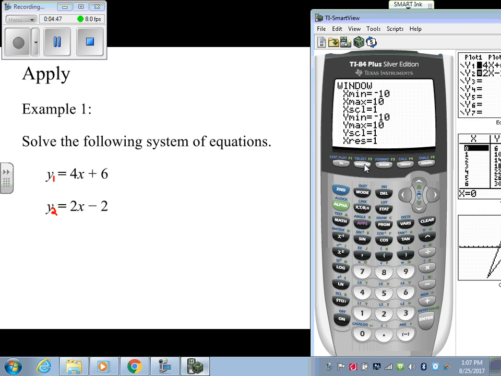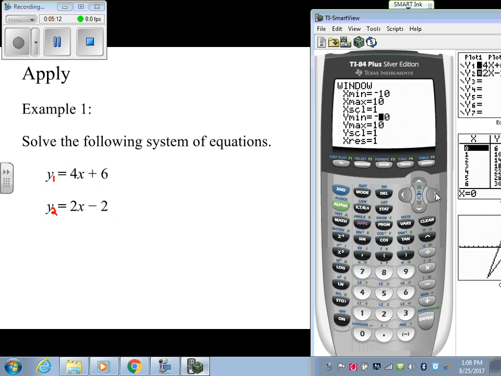So what I'm going to do is go to Window. The window shows my x min, which is the lowest x value or the furthest to the left. It shows my x max, which is the furthest to the right, and the scale, or how often it's doing tallies for the x. And then it does the same thing for y's. Well, I want the bottom of my graph to go down even lower, and so that's occurring here with the y min. Right now it goes down to -10. This is a standard screen.